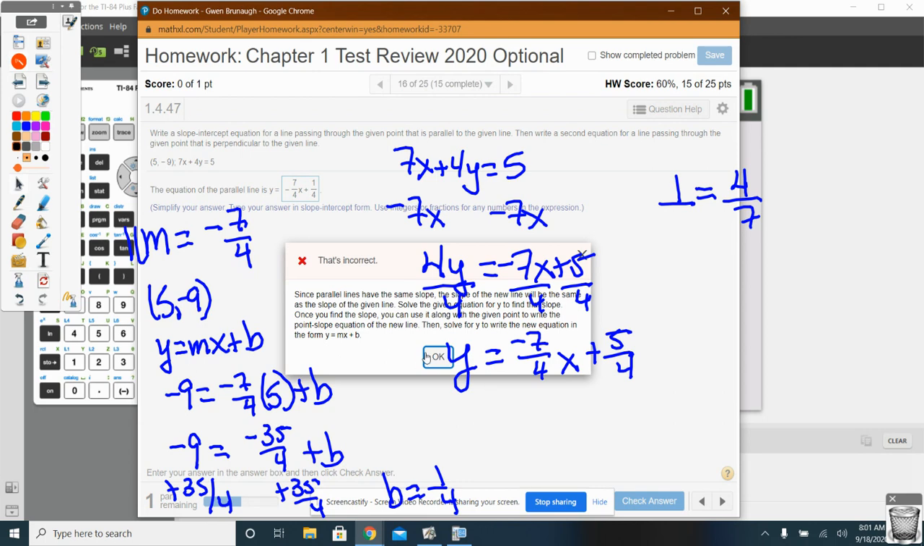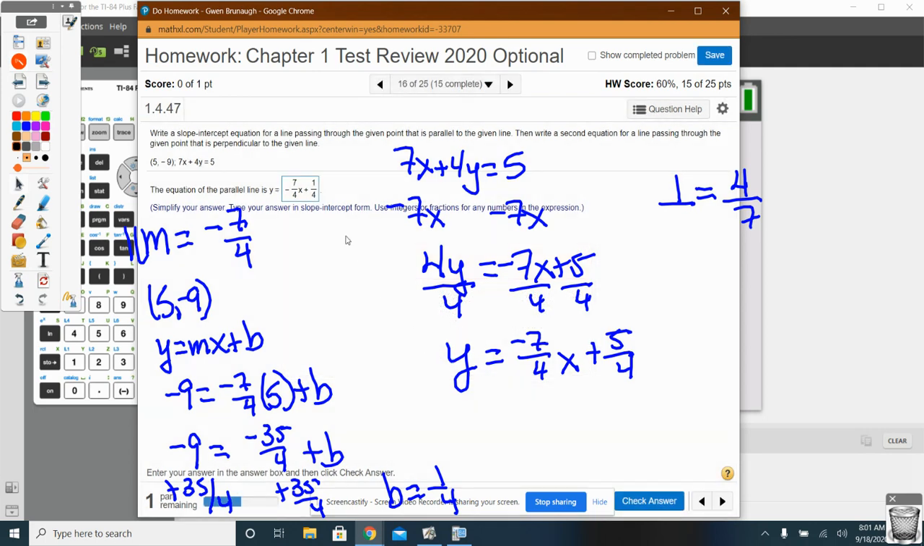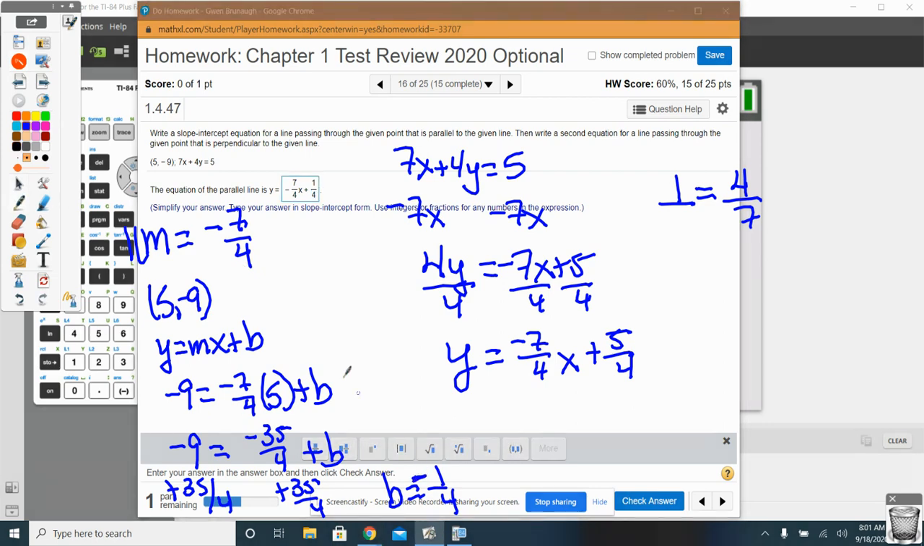Mess something up. My slope looks okay. That's negative 9 plus 35/4. Oh, it's minus 1/4. That's what happened. This should have been negative 1/4, guys.